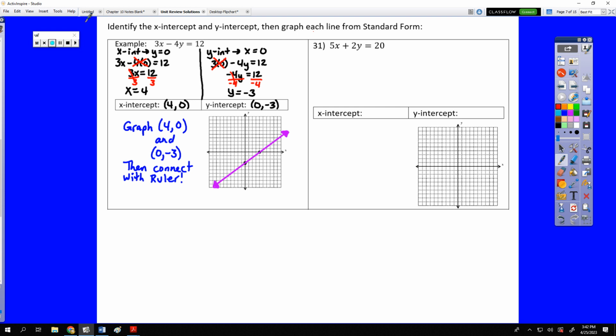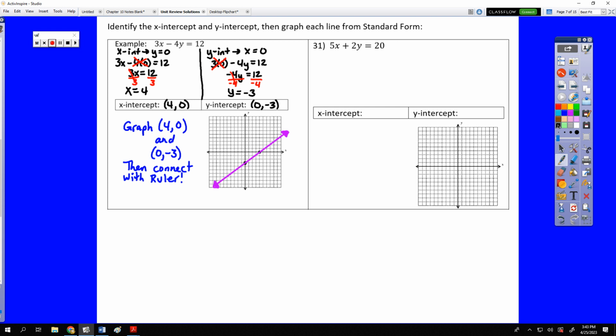This particular video is going to cover how to graph out of standard form after identifying the x-intercept and the y-intercept. Now this has many different names. It is known as the intercept method. It is also known as the cover-up method. So let's go through it.